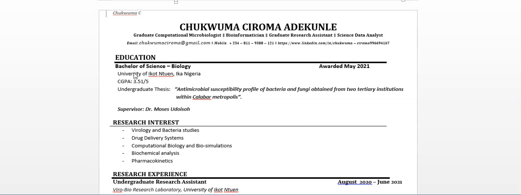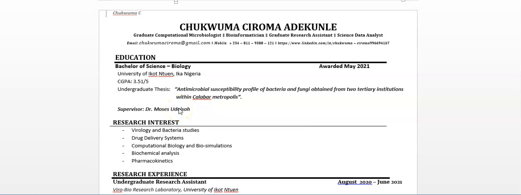The university that awarded it, where it is located, your CGPA, and the scale of the markings of the CGPA. You must also have your terminal thesis. I believe that in Africa and in most parts of the third world nations, our BSc work, our undergraduate studies, concludes with a project. The title of that project should be stated in your education.